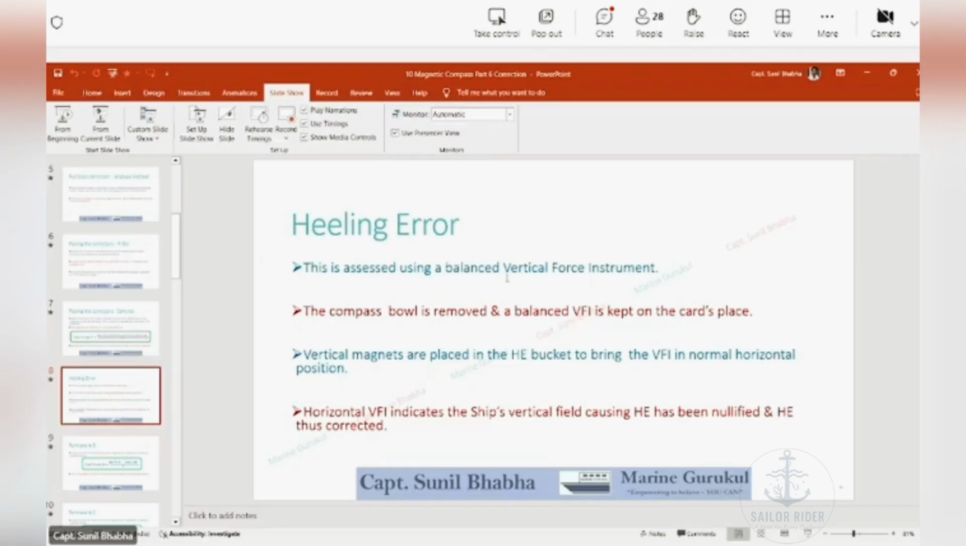Next is the heeling error correction. Heeling error is corrected using the vertical force instrument, beta, which I told you just now. We saw how a VFI is first balanced ashore, then brought to the compass location, and then the heeling error magnets are placed to correct any imbalances in the VFI needle.